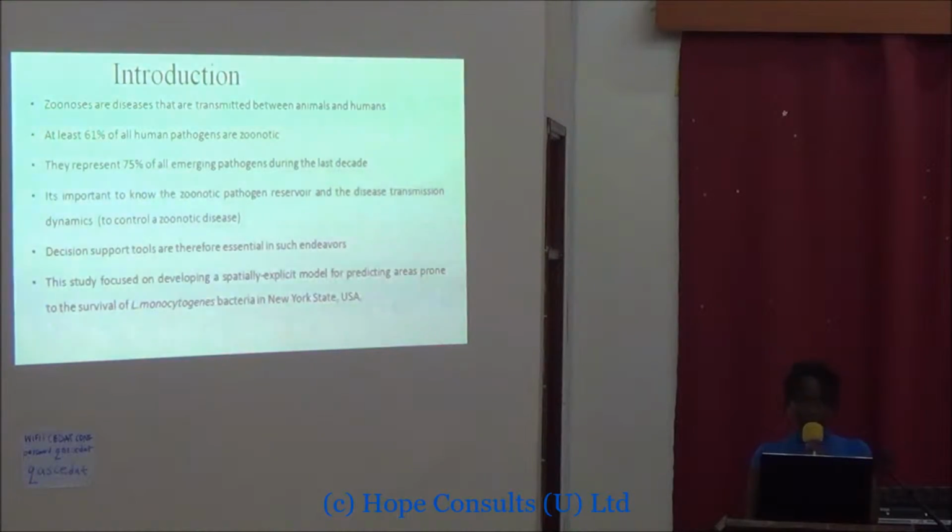So I'll start with explaining what zoonoses are, because this is a case study of zoonoses. Zoonotic diseases are those that are passed on between humans and animals, and at least 61% of human pathogens are zoonotic, and they represent 75% of emerging pathogens that have occurred in the last 10 years.